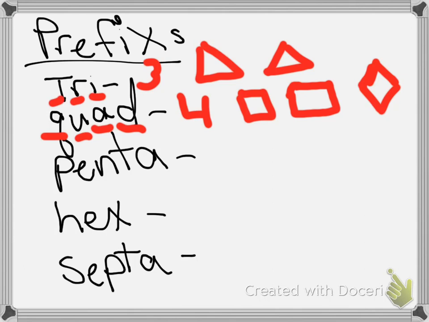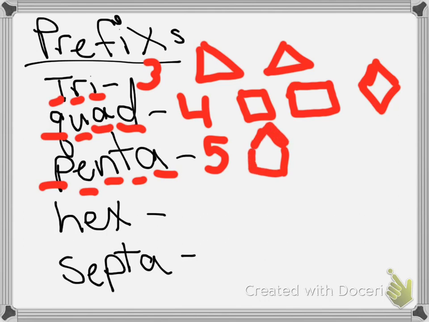Continuing on with that theme, here's our next one, penta, P-E-N-T-A. Guess what, guys? There are 5 letters that make up the prefix penta. So guess how many sides there are? 5. So pentagons are 5-sided shapes. Our next one, hexagon, 6-sided. Septagon is 7. Think of the octopus in Finding Dory. He was a septopus, meaning he only had 7 arms.